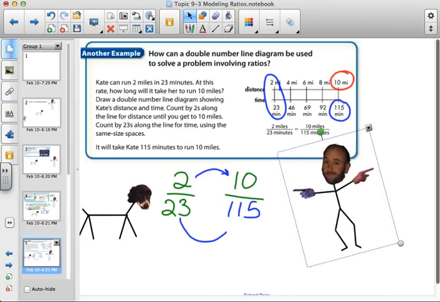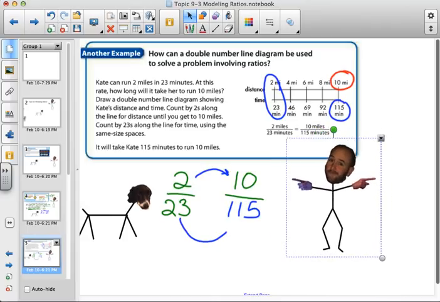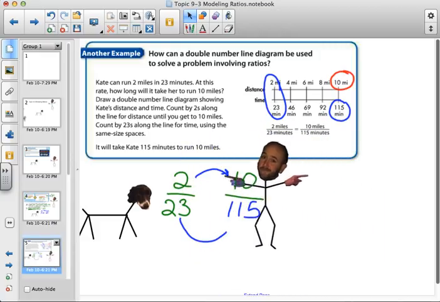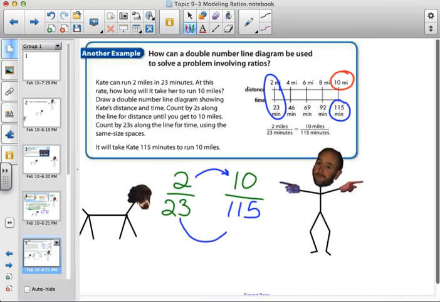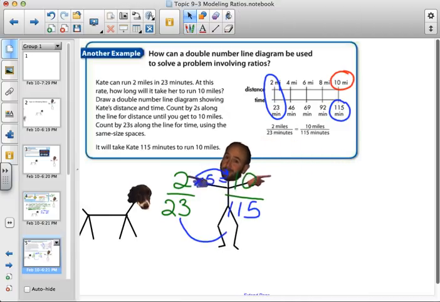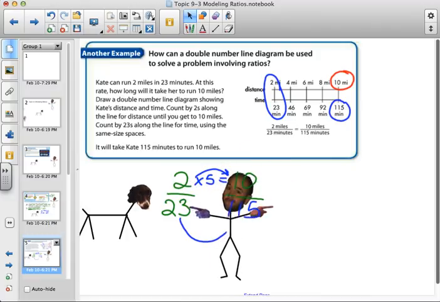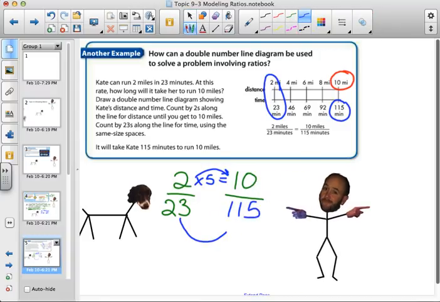We could actually do this mathematically. We could say, okay, what number can we multiply 2 by to get 10? Well, in this situation, we would multiply 2 times 5, and that would equal 10. So if we multiply this term by 5, we have to multiply this term by 5. So let's see if our math works out.